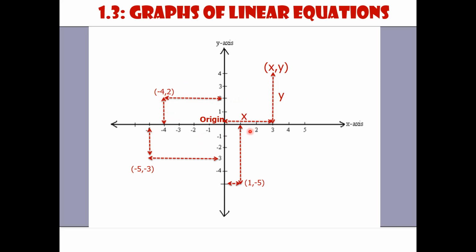So always, if x is positive, then we start from the origin and move to the right side along the x-axis. If the x value is negative, then we start from the origin and we move along the negative side of the x-axis. If the y coordinate is positive, then we start from the origin and go up along the y-axis. And if the y coordinate is a negative number, then we start from the origin and go down along the negative y-axis.